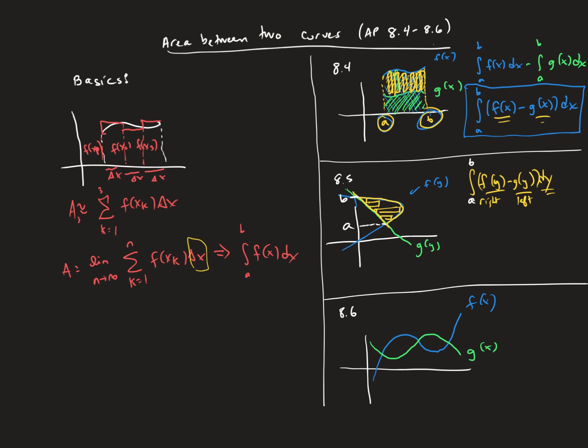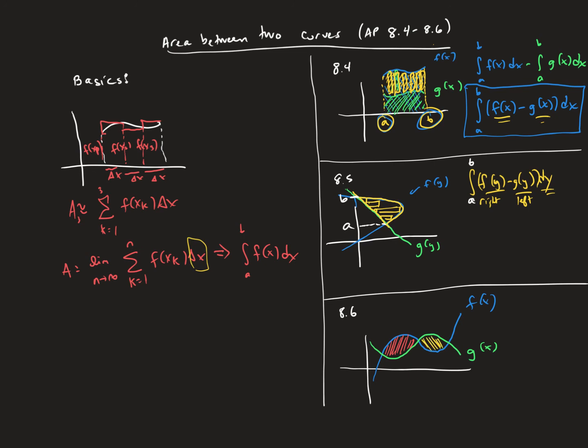Now, 8.6, probably easier than 8.5 to conceptualize. Here we have two functions that cross each other at multiple points. So if you think again of the areas being what we did in 8.4, top minus bottom, we have two regions here. We have one region where f of x is on top and g of x is on bottom, and then we have another region where g of x is on top and f of x is on bottom.